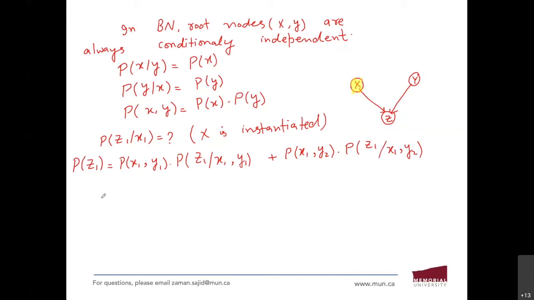plus the probability of, let's do it for X2 and Y1, X2 and Y1 times probability of Z1 given that X2 and Y1, plus the probability of, now we do the combination of X2 and Y2 times the probability of your Z1 given that X2 and Y2.